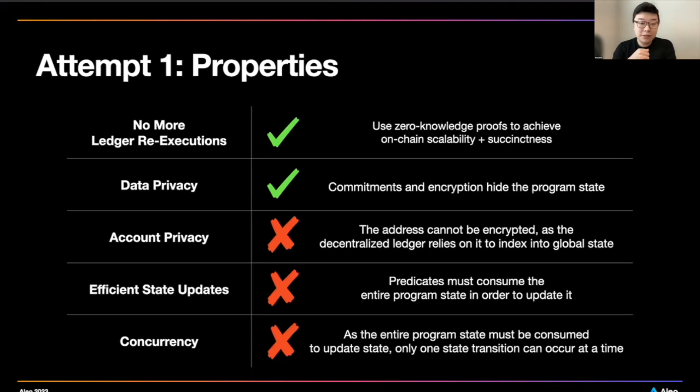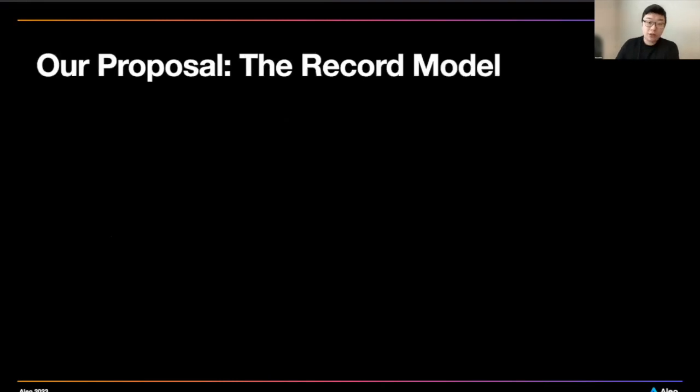And so this is a sequential issue, as you can imagine. And so you may ask, well, how do we solve these things? How do we address account privacy? How do we get some efficient state updates? And how do we introduce concurrency? Well, we propose something called the record model.